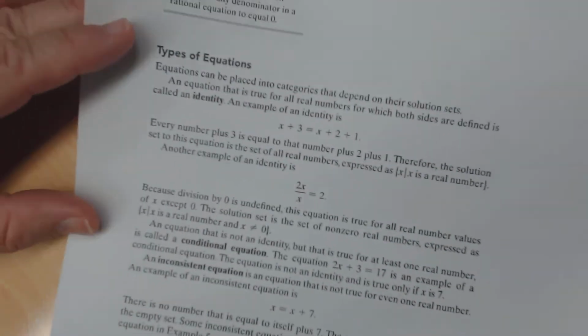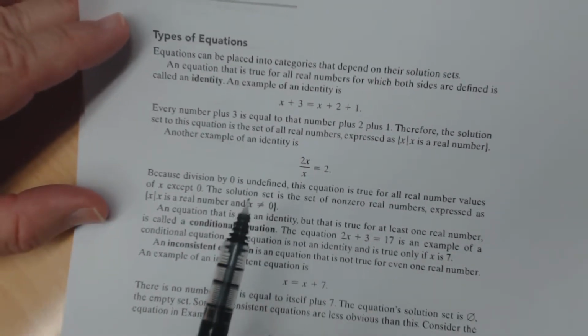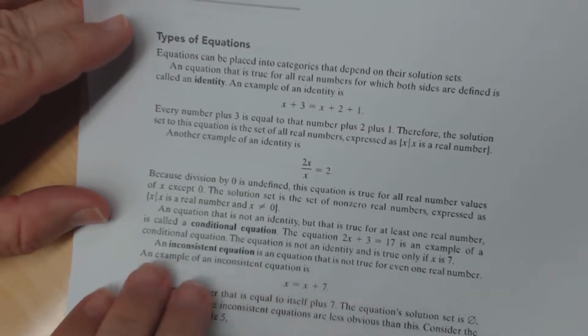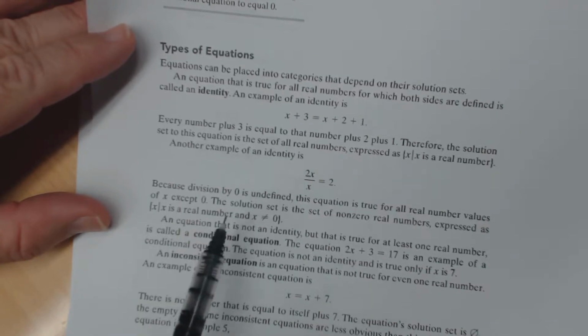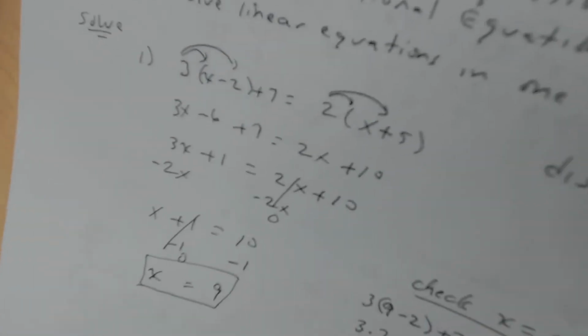Okay, so what I want you to notice is that in all the equations that we've done, either it was a conditional equation or an inconsistent equation. I want to make sure you understand why. So let's go back to part 1. Let me just show you something.